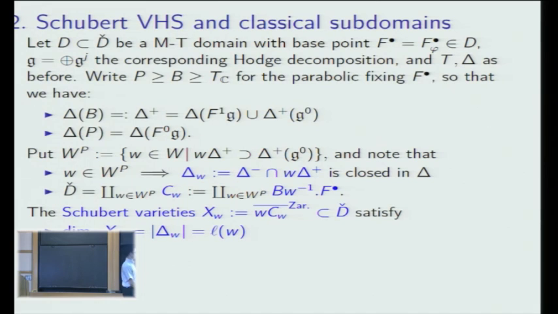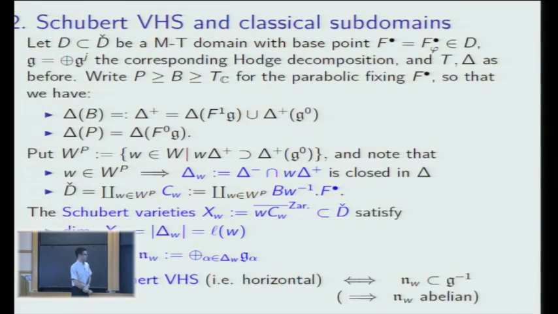And their dimensions are given exactly by the length of W, which is the number of elements in delta W. The tangent space is given by NW, which is the direct sum of the root spaces for delta W. And XW, I will call it a Schubert variation of Hodge structure if it's horizontal. This is a C variation of Hodge structure, not an R variation. So it's a little bit of abusive notation to call it a VHS, but I will anyway.